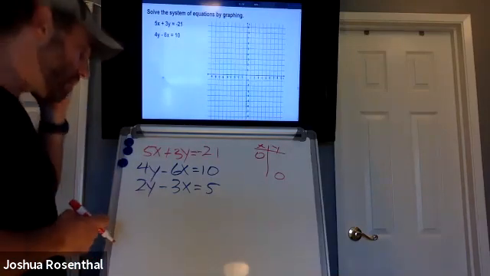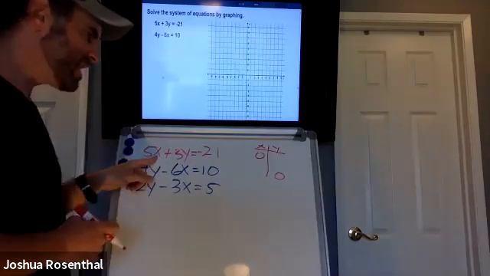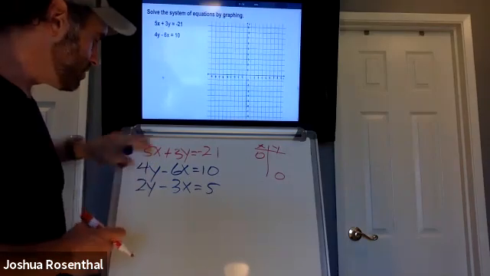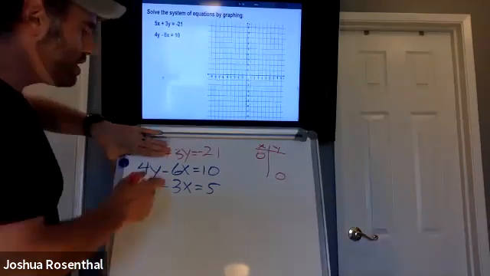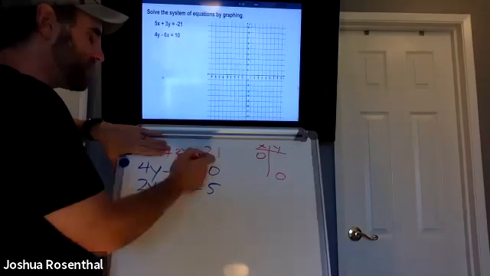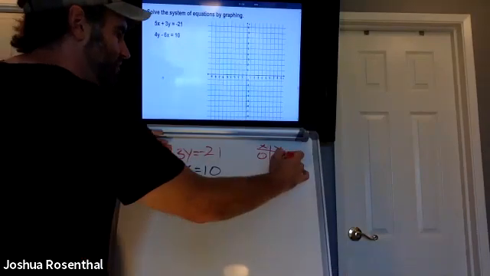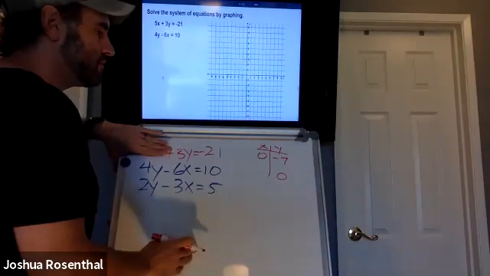Okay, so when x is 0, plug it in. 5 times 0 is 0. This is now 0. 3 times something is negative 21. Oh, negative 7. There's my y-intercept.